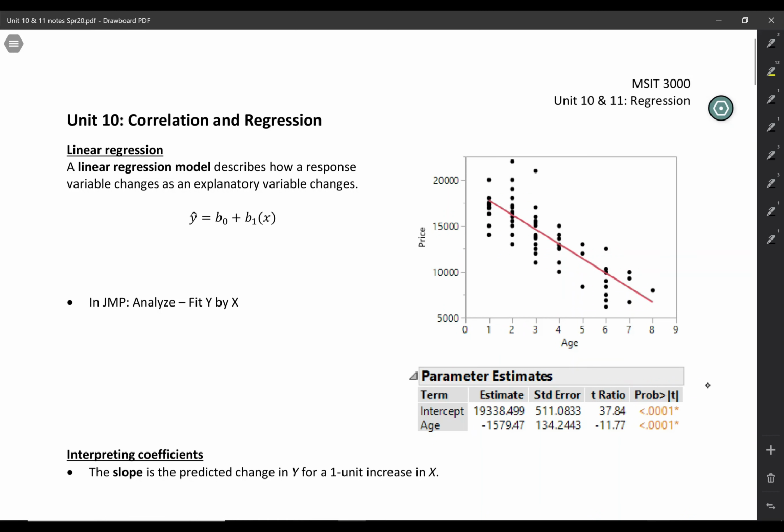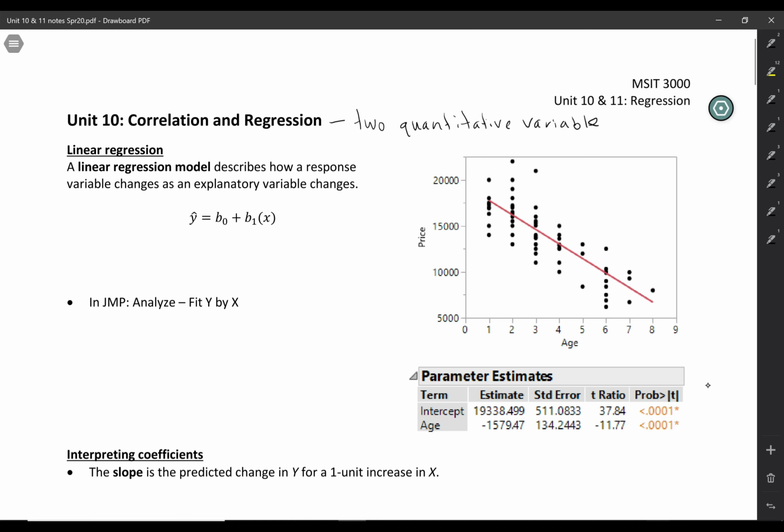So Unit 9 was all about categorical data. In the next two units, Units 10 and 11, we're going to be doing correlation and regression, which is a way to look at the relationship between two quantitative variables. So we'll start off looking at the relationship between the price and the age of some used Honda Civics, starting with a pretty simple example.